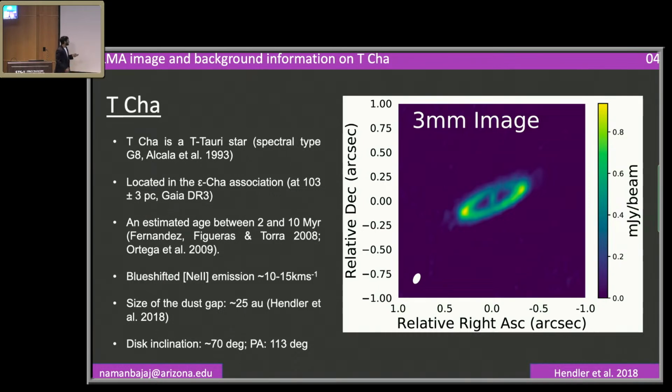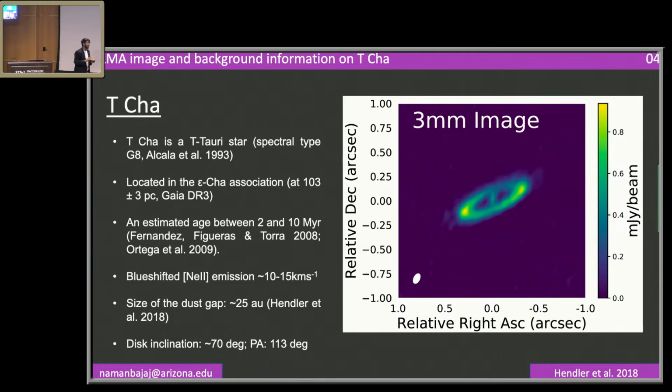And Teacher has a very interesting structure. It has a very small inner disk of size less than 1 AU, a large dust gap of 20-25 AU, and then an outer disk, as you can see in the ALMA image, of about 20 to 30 AU. Now, photoevaporative disk winds in Teacher cannot be driven from the inner disk because it is too deep in the gravitational potential well of the star for the gas to escape. And since we know there should be dust in the midplane, it means that if neon-2 is tracing photoevaporative disk winds, then it has to come from the outer disk, which is at about 20 to 30 AU.